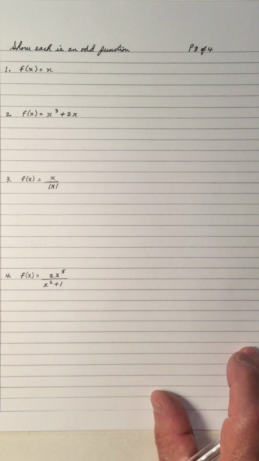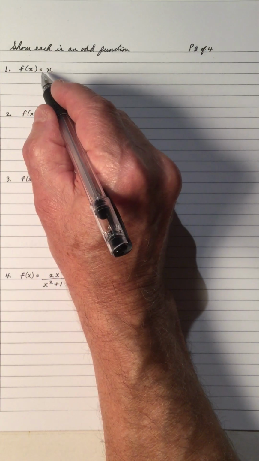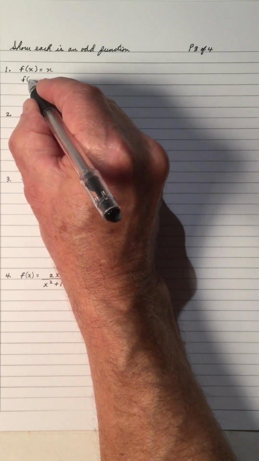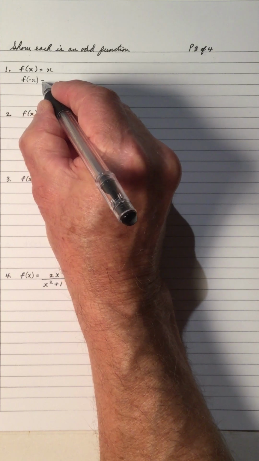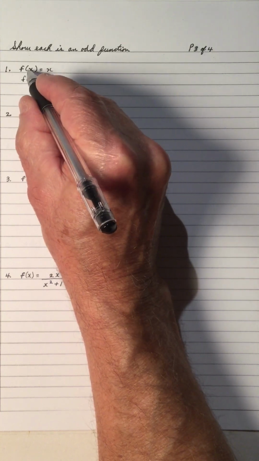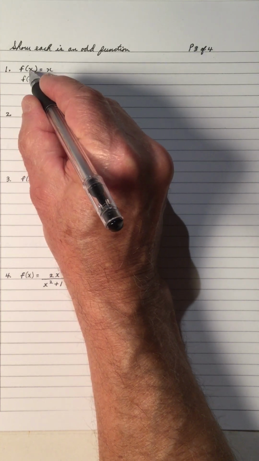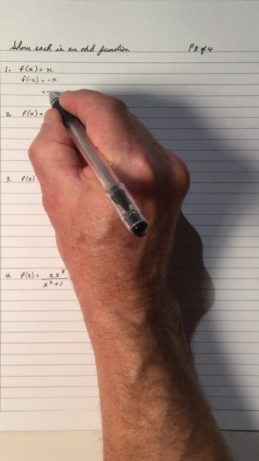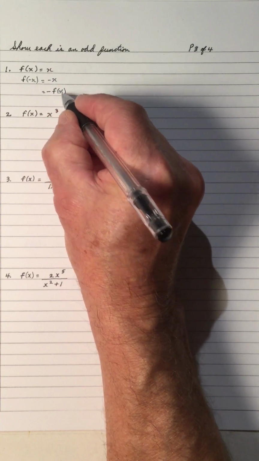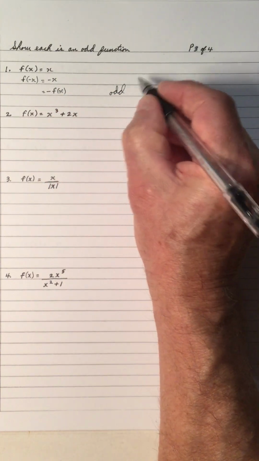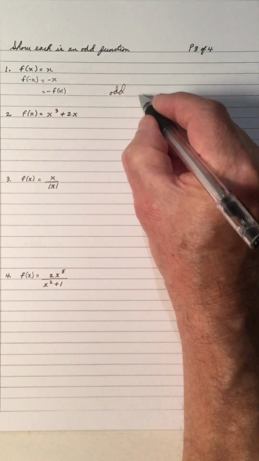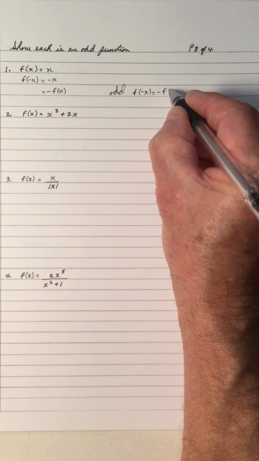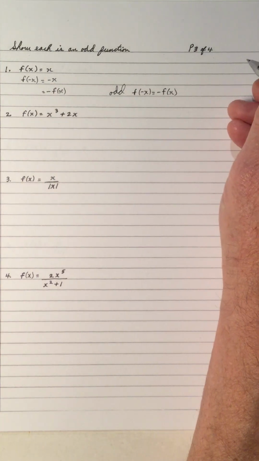Show that each is an odd function. So f of x equals x, that's a linear function. So f of negative x is equal to, we put a negative x in the place of x, so that's negative x. x is f of x, so that's the negative of f of x. Very simple. So it's odd. Why is it odd? Because, again, for all of these, f of negative x is equal to the negative f of x. If I can prove that, then it's an odd function.